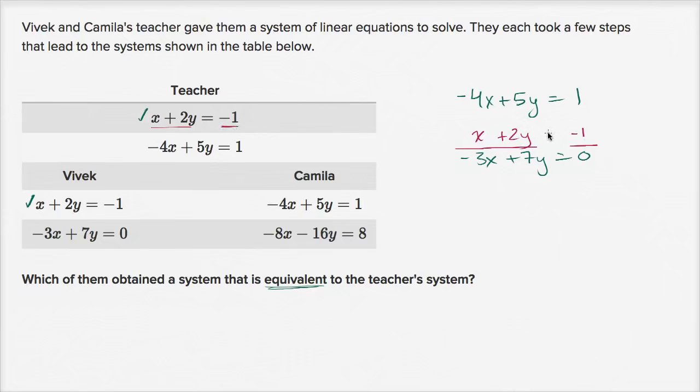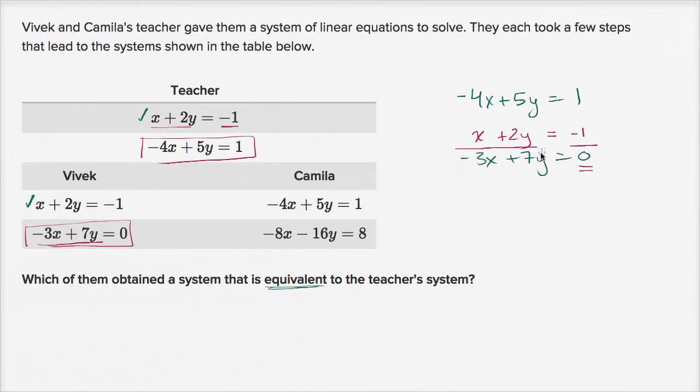So what he essentially did is he added the left-hand sides of these two equations to get this new left-hand side right over here, and he added the right-hand sides to get this new right-hand side. And that is a legitimate operation. This new linear equation is going to represent a different line than this one right over here, but the resulting system is going to have the same solution.